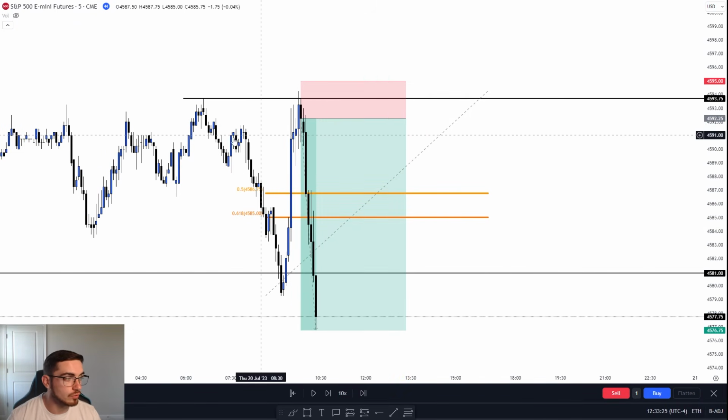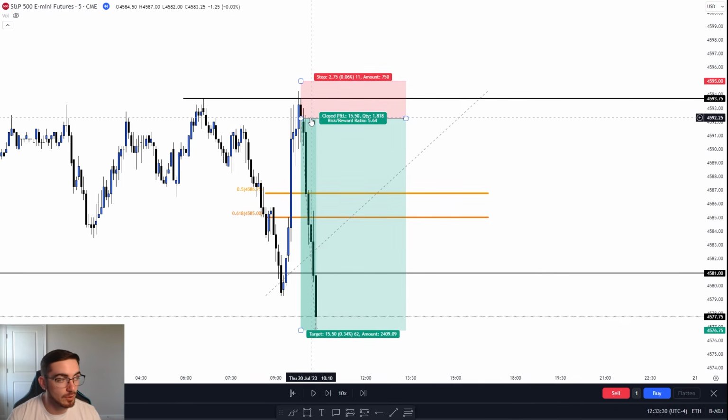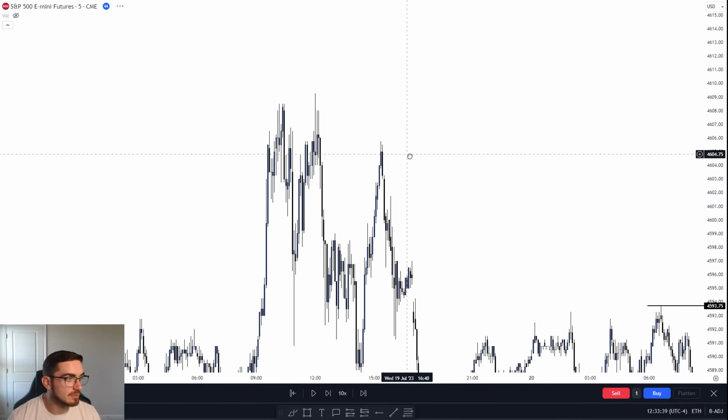over there. Also, what you can do is you can break it down to smaller time frames and identify even better entries using intraday setups. So that's just one example right there. Let's see if we can find another one.